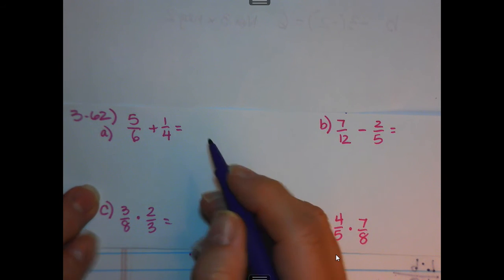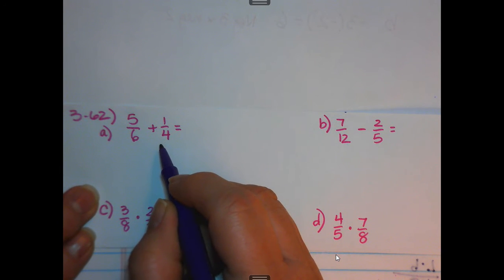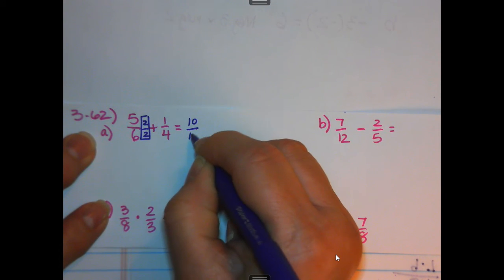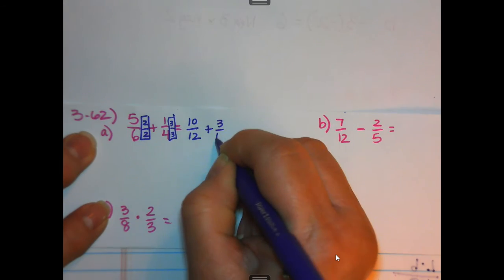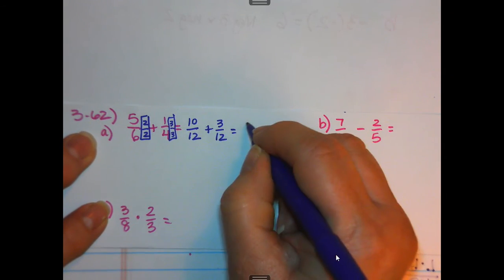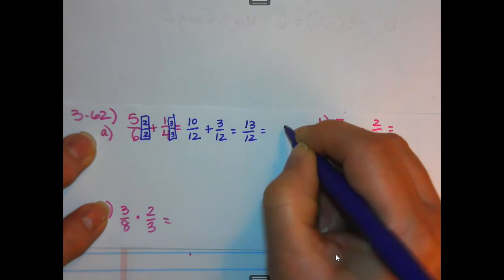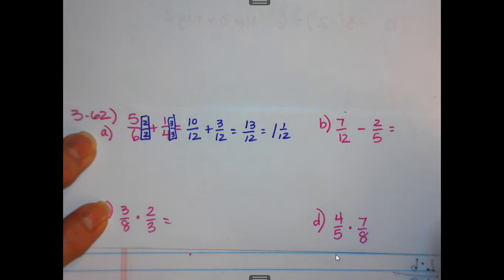And then let's move down to our last set of problems right here. We are supposed to solve or simplify these expressions. I made them into equations by putting the equal sign in right before I started videoing. This problem here, we need to make sure they have the same denominator. So I'm going to use my giant 1. I'm going to put 2's in it. So this becomes 10 over 12. And over here, I'm going to put 3's in it. So that becomes 3 over 12. And that becomes 13 twelfths, or 1 and 1 twelfth.